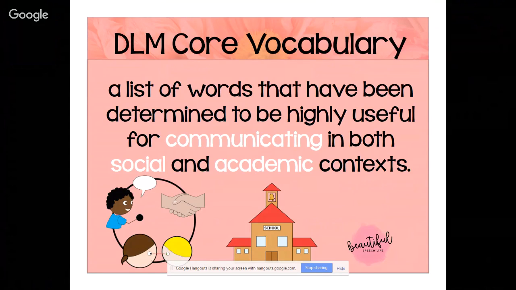DLM core vocabulary is the one that I use, and I have a link for you for that so that you can read about the research. DLM stands for Dynamic Learning Map, and this is a list of research-based words that have been determined to be highly useful for communicating in both the social and academic context. So I was particularly interested in that because of the academic feature, because I'm working in the schools. And so anytime we can tie this to their curriculum goals, then that's what I want to do.